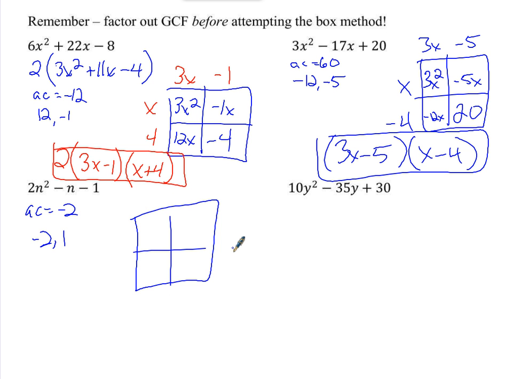What am I doing? Yep, first box, first term, 2n squared. Last box, last term, negative 1. Negative 2n, 1n. The variable here is n. That's not a big deal. We can use any letter we want. So just stick with the letter they give you. Now what?